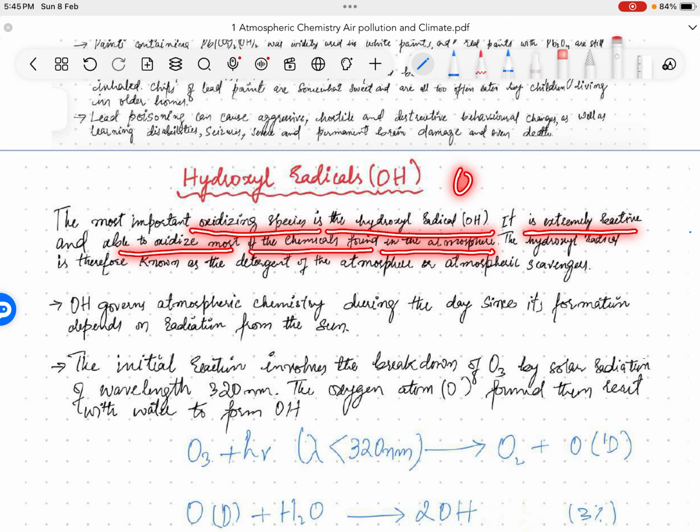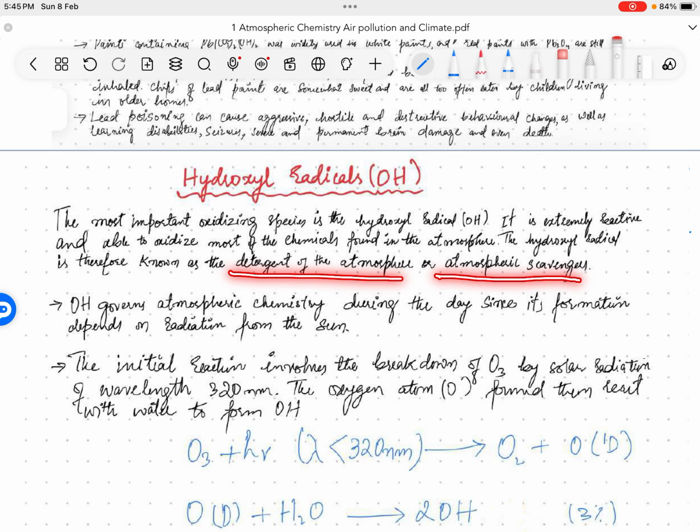The hydroxyl radical, OH radical, is also called the detergent of the atmosphere or atmospheric scavenger. So why is the OH radical important? Because it drives most of the reactions in the atmosphere and it is also called the detergent of the atmosphere or atmospheric scavenger. Why? Because it has a significant role.